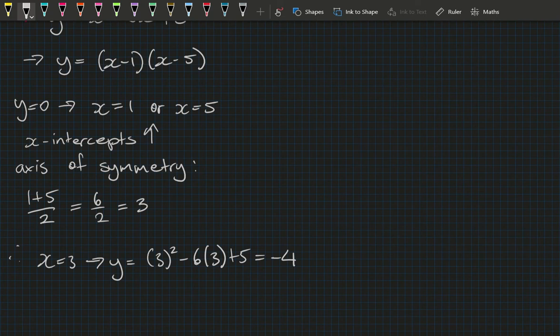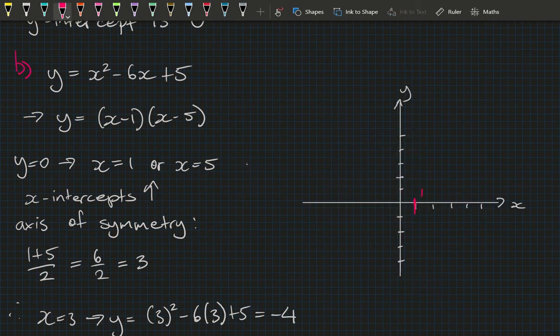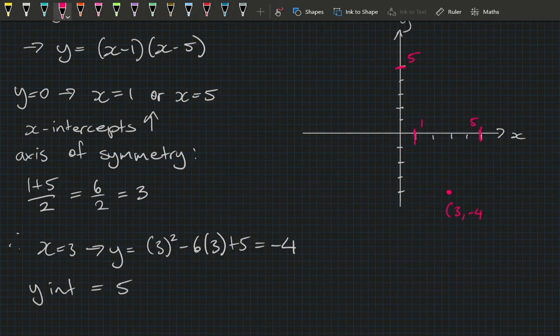And because c was equal to 5, we also know that the y-intercept is 5. But you could also look at even our factorisation one up here, and if x was 0, we would get 0 minus 1 times 0 minus 5, which is minus 1 times minus 5, which is 5. All right, let's graph that on these axes here. So we have x-intercepts of 1 and 5. We have a turning point of 3 and minus 4. And we had a y-intercept of 5. Let's mark that in.